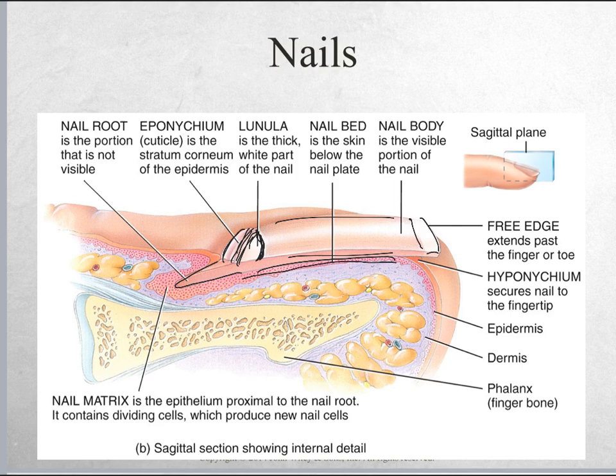Now, if we have an eponychium, we are going to have a hyponychium. Okay, so hypo means below. This is what secures the nail to the actual fingertip. And then that brings us to the nail matrix. So this is part of that epidermis that's anchoring it in place, the dermis, the phalanx or finger bone.